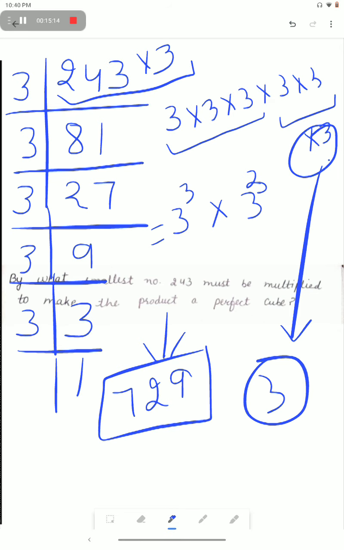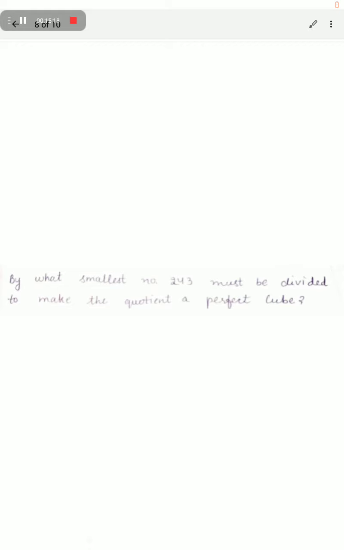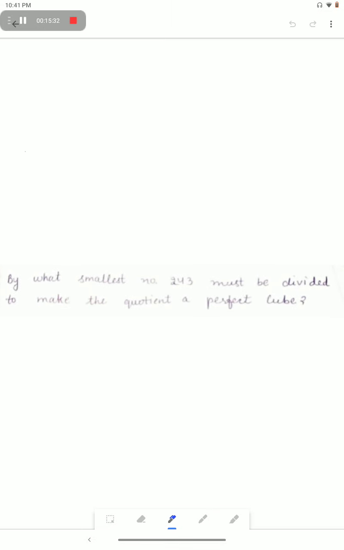Yes, now we have moved the question a little. What is it saying? By what smallest number must this 243 be divided? Now we already know what the prime factors of 243 were. 243 was equal to 3 into 3 into 3 into 3 into 3.